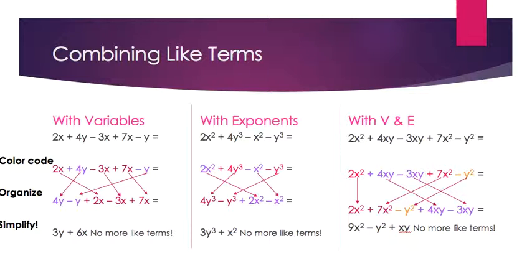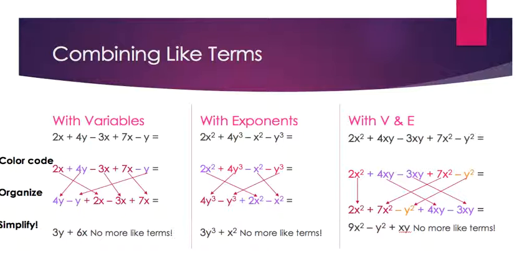So first I like to color code my like terms. All of my common variables and common exponents get shaded or highlighted or underlined in the same color so that I can then reorganize. So first I choose colors for my terms. I highlight each like term the same color, and then I regroup them so that all my colors are the same. So for example, in this equation, my 2x, negative 3x, and 7x are all like terms, so I made them all pink. My 4y and my negative y are like terms, so I made them purple. And then I reorganized so that all my colors were together.